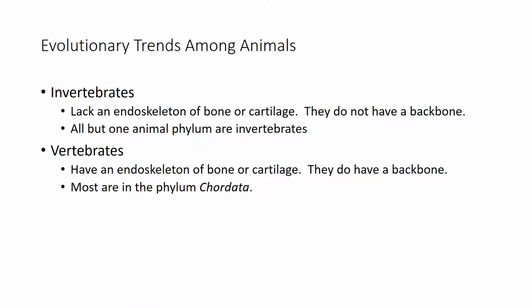Now, invertebrates, obviously, they do not have a spine, or a backbone. All but one animal phylum are actually invertebrates, so there are many invertebrates. And so they lack an endoskeleton of bone or cartilage, is kind of their big characteristic to remember. Vertebrates, of course, do have a spine. They have an endoskeleton of bone or cartilage. Okay, they do have a backbone. Most of them are in the phylum Chordata. Okay, they're chordates, and we'll talk about them at a later time.